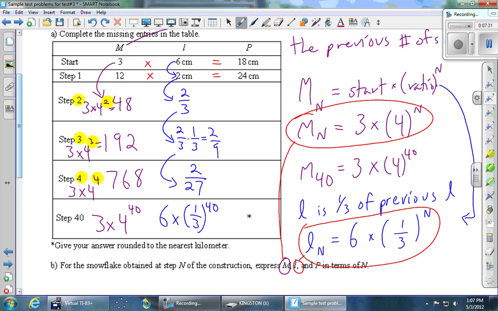Okay, and then it says the last column here is the perimeter, and we know we're supposed to multiply in order to get perimeters. So we'll go ahead and multiply straight across. 48 times 2/3. You can check, I think that's equal to 32, and it's still centimeters. And the next one we're doing is 192 times 2/9.